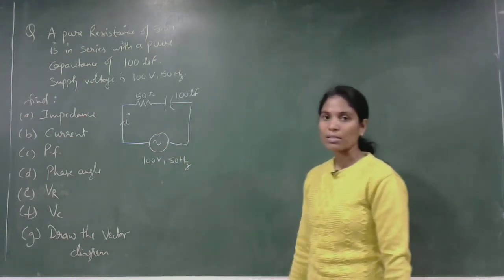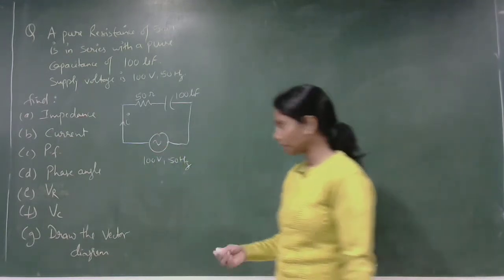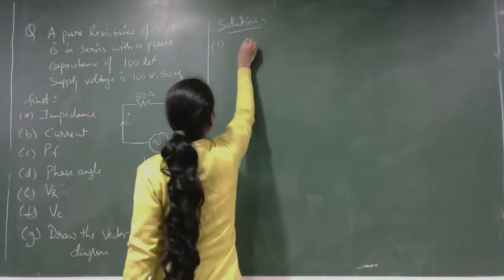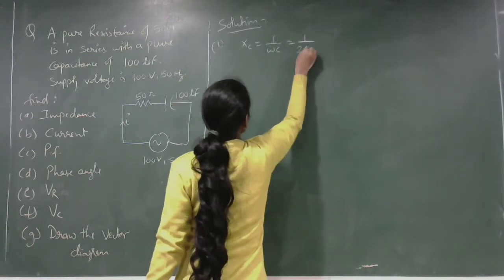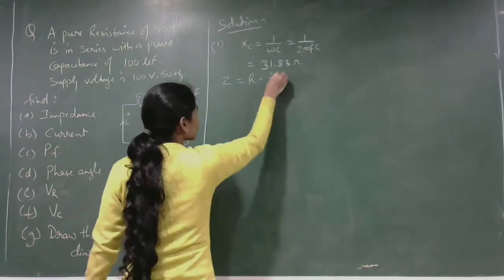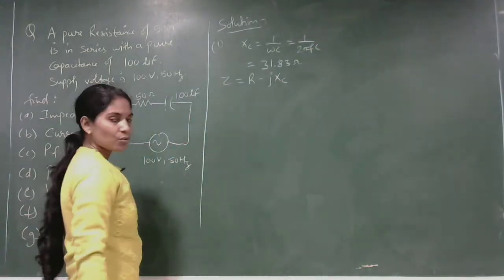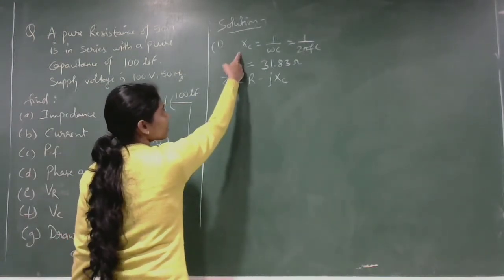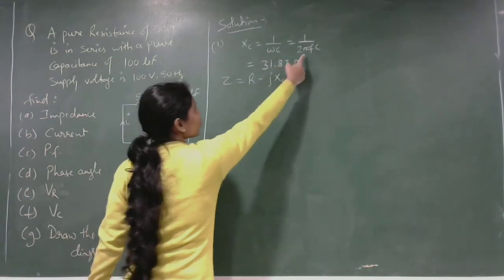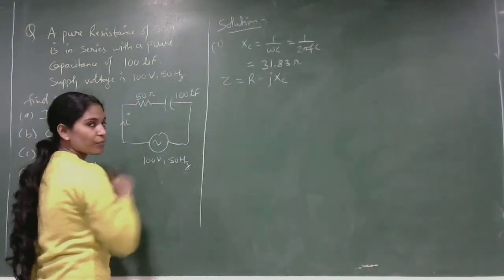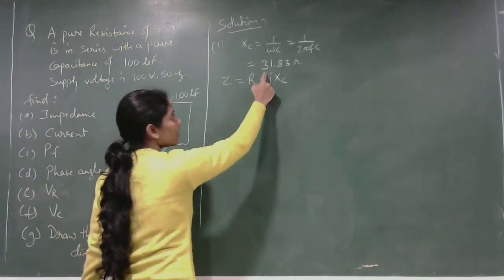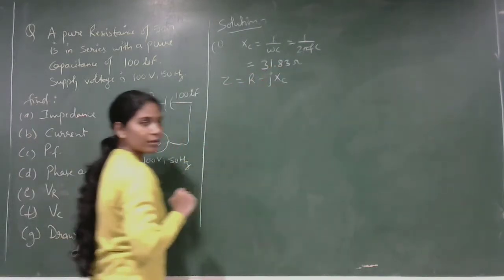First we will calculate the impedance of the circuit. For the calculation of impedance, we first calculate the capacitive reactance, Xc. So Xc is 1 by omega C, where omega is 2 pi f. F is given as 50 hertz, and C is given as 100 microfarad. By putting in all the values, I got Xc as 31.83 ohms.